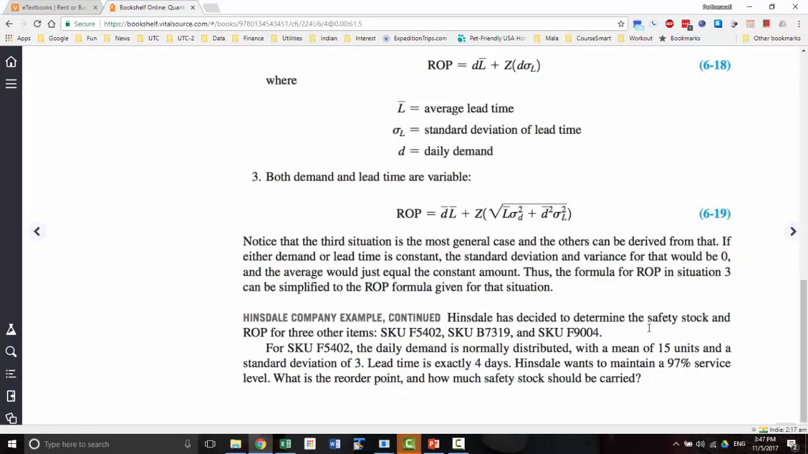This company has 3 different items, each with a different situation. The first one is 5402. The daily demand is normally distributed with a mean of 15 and standard deviation of 3, and the lead time is constant, exactly 4, and we want a 97% service level.